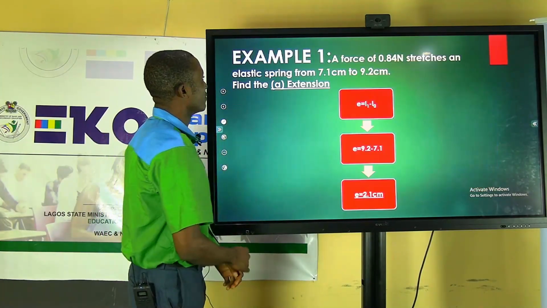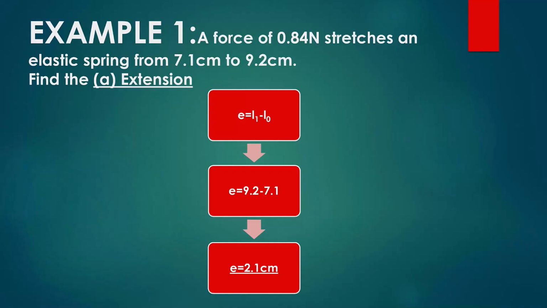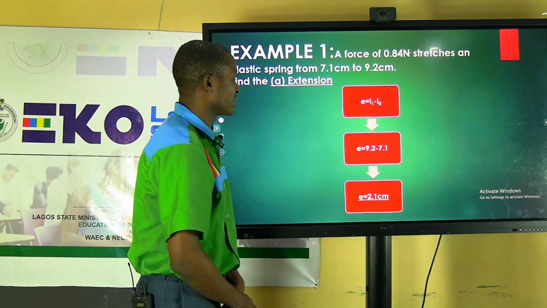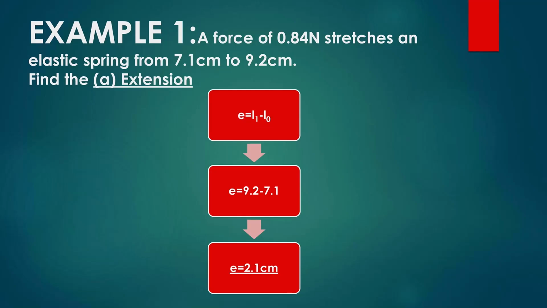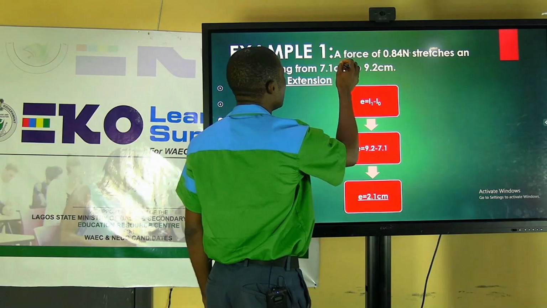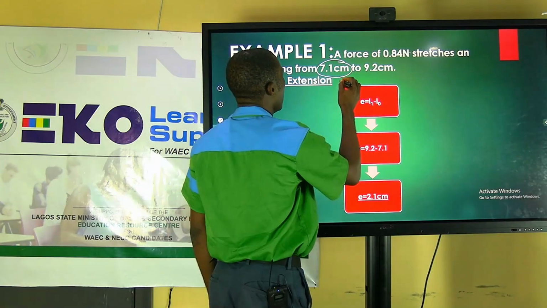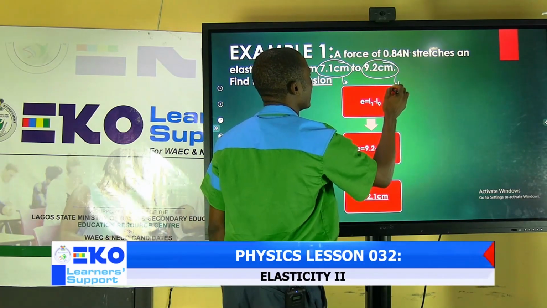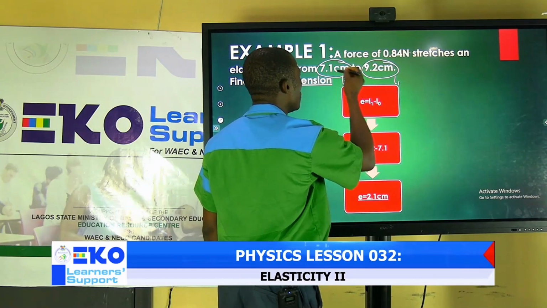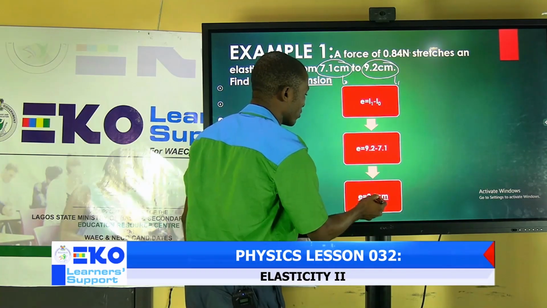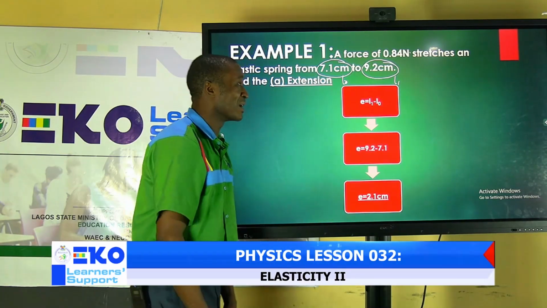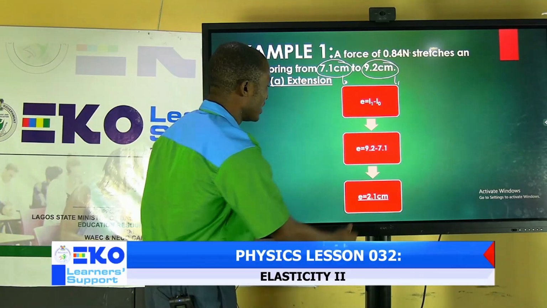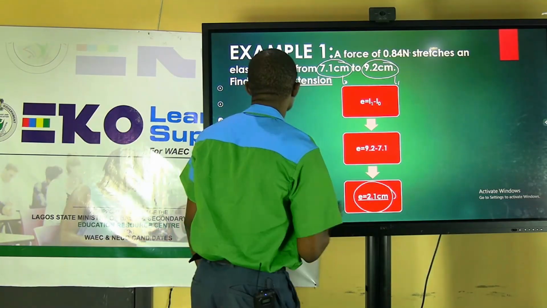So I've given you a preview of how to solve this. Now let's solve. A force of 0.84 Newton, we are asked to solve for extension. The extension is the new length minus the original length. This is the old length, L0, and this is the new length, L1. The difference between 9.2 and 7.1, when you subtract, is 2.1 centimeter. So the extension here is 2.1 centimeter.